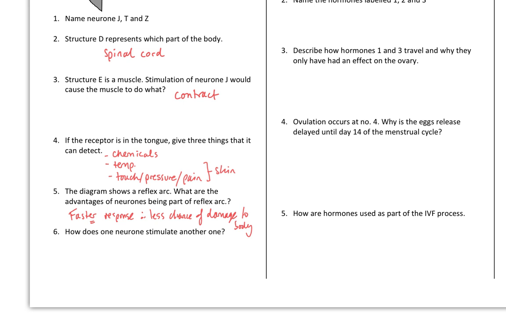And how does one neuron stimulate another? Well, that's just detail of a synapse. And that's where chemicals diffuse across.